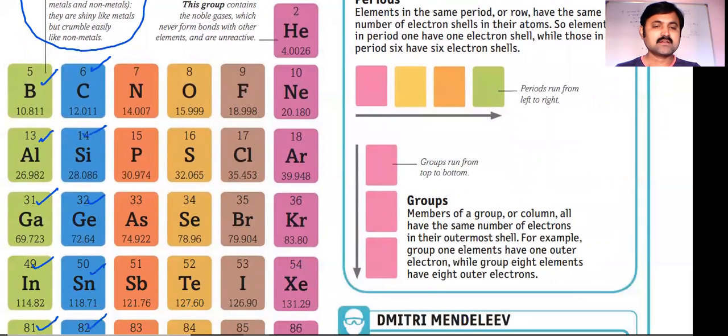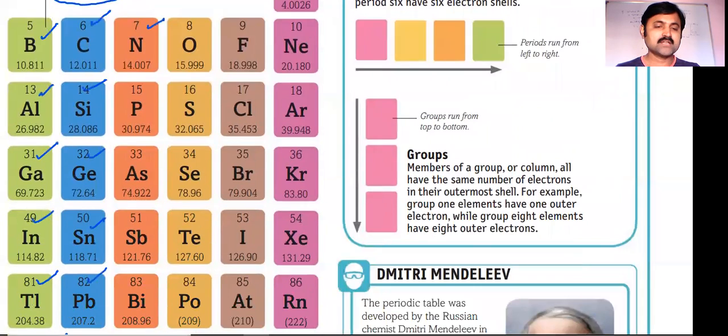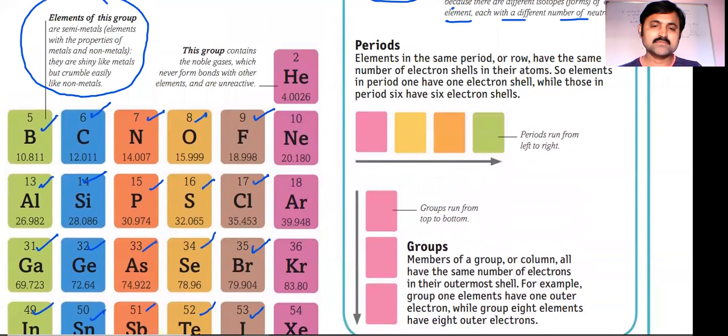After that, the nitrogen family: nitrogen, phosphorus, arsenic, antimony, bismuth. The oxygen family: oxygen, sulfur, selenium, tellurium, polonium are present. And in the same way, we have the halogen family: fluorine, chlorine, bromine, iodine, and astatine are present. Like that, you have these groups.